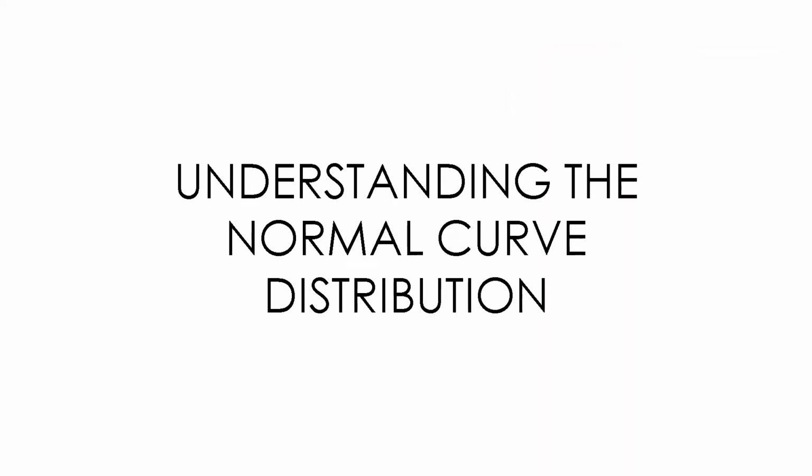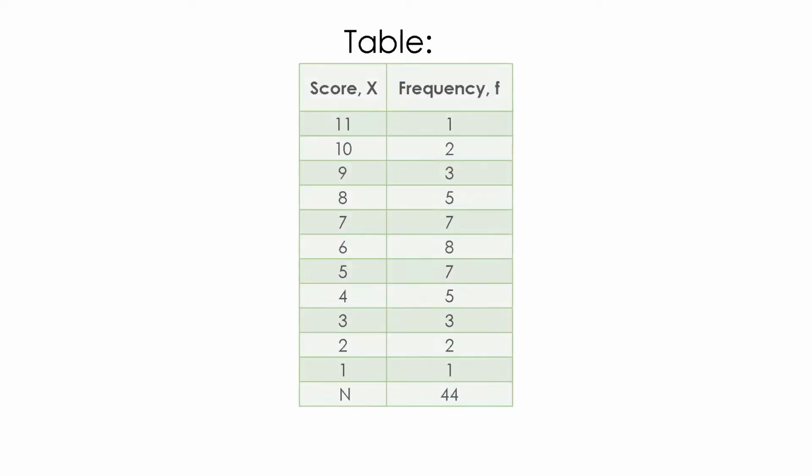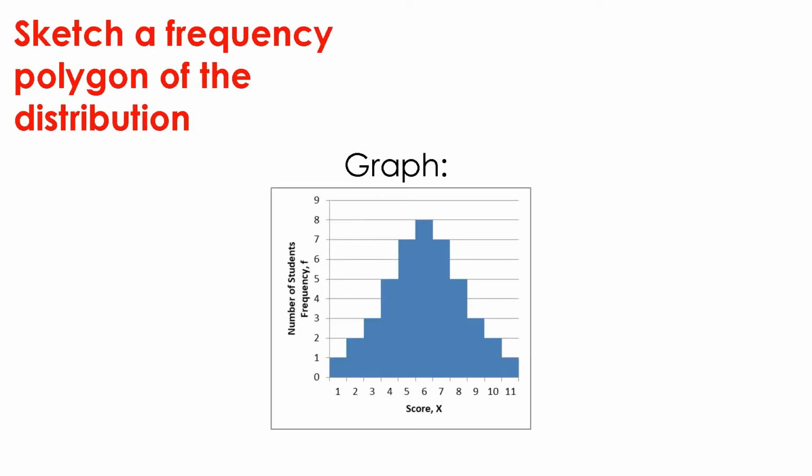Let's start understanding the concept of the normal curve distribution by sketching the frequency polygon of the following table. This table shows the scores of students in a mathematics quiz. First, let us sketch a frequency polygon of this distribution. In this graph, we can see that students tend to have an average score of 6, and fewer students got low or high scores.